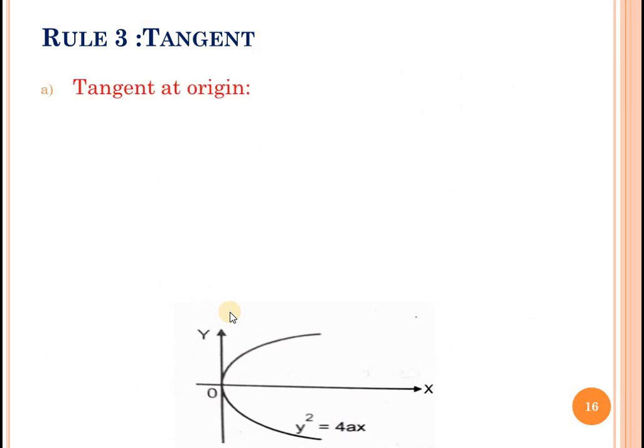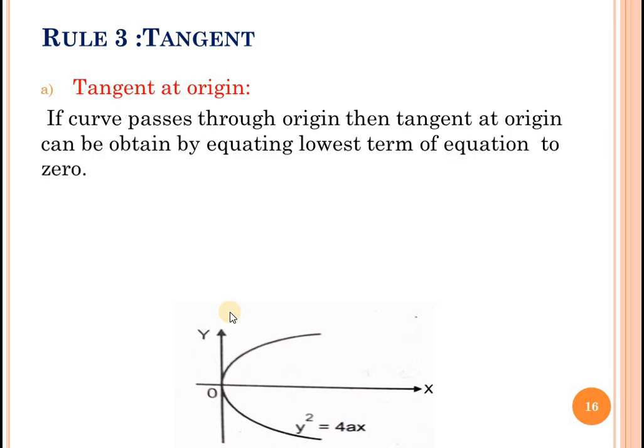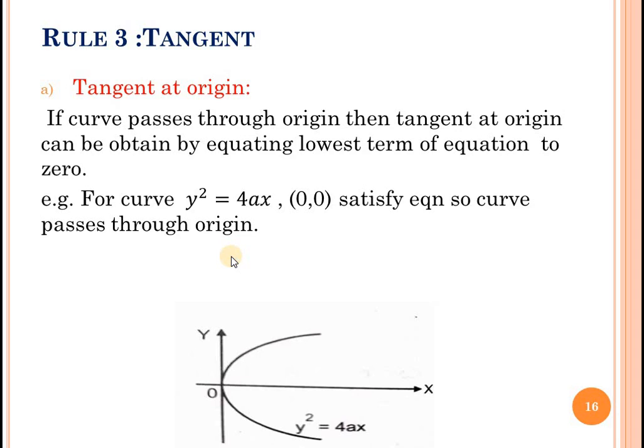Now the third rule we see is tangent. So first, tangent at the origin. If the curve passes through the origin, then the tangent at the origin is obtained by equating the lowest degree term of the equation to 0. So first, we rewrite the given equation in ascending order of powers, and then we find the lowest degree term, and we equate that lowest degree term to 0. Whatever equation we get by equating is the equation of the tangent at the origin. For example, this y square is equal to 4ax.